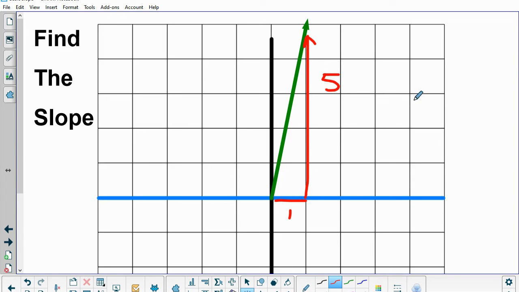And so the slope is the change in y over the change in x, which is 5/1. All right, so there's the slope of that. It's basically as simple as that.